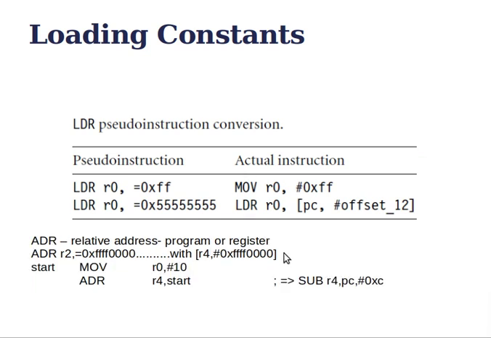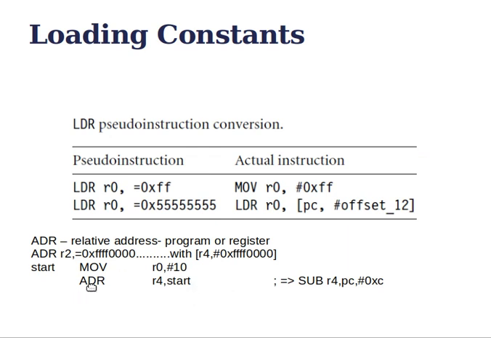Now let's take an example here. I've brought in an example: MOV R0, 10. There is a label here, start. And I've used ADR here, R4, comma, start. That label is nothing but an address, which has a reference to the program counter.